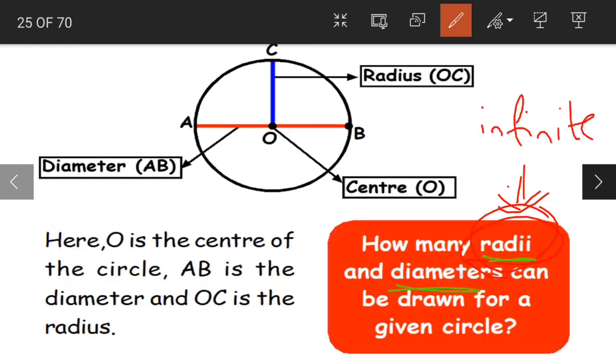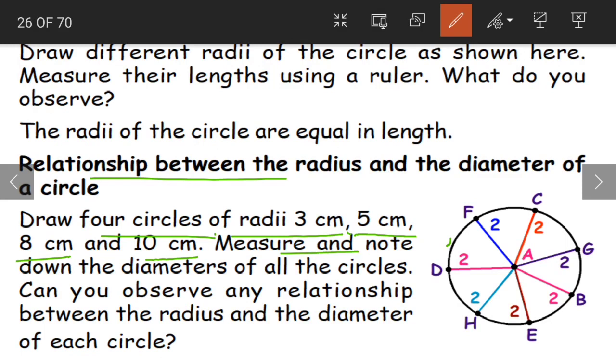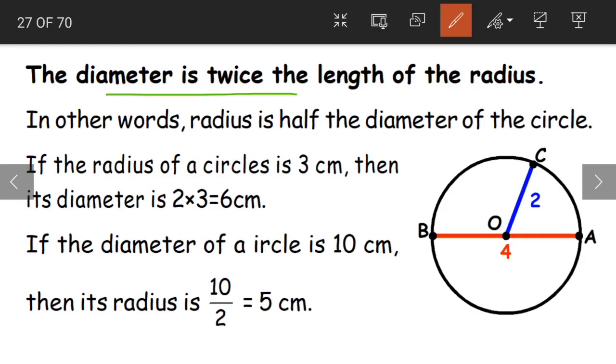So like this, if you draw different circles, measure and note down the diameters, what relationship can we find? The diameter is twice the length of the radius. Even if you observe from O till A, OA is one radius, and from O till B, it is also a radius of the circle. Here we know that the radius is 2 centimeters, so OA will be 2 and OB will be 2.